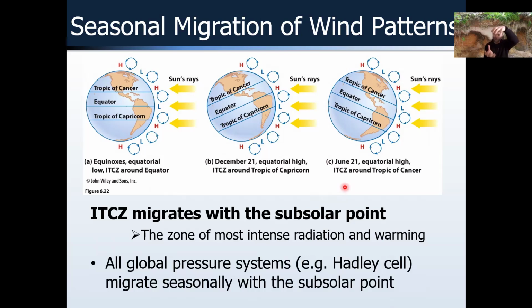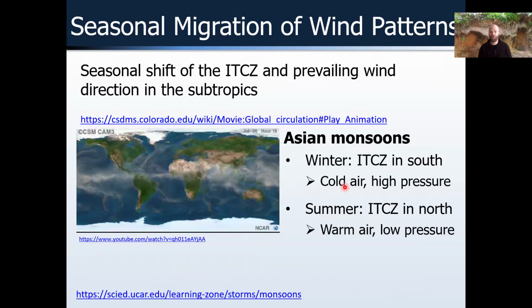Like that Hadley cell is going to move north with the ITCZ migrating, and then it's going to move back down south. And appreciate that the Hadley cell potentially is occupying like 30 degrees latitude. That's an incredible air mass system that is just migrating with this subsolar point.